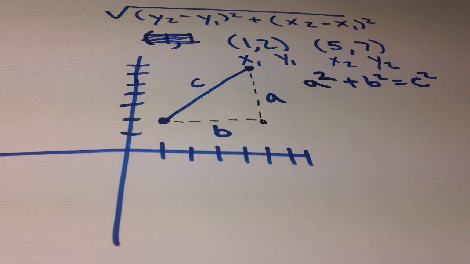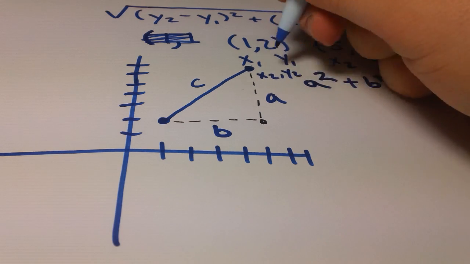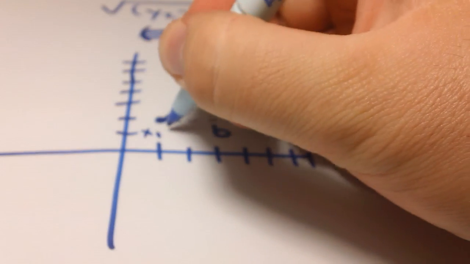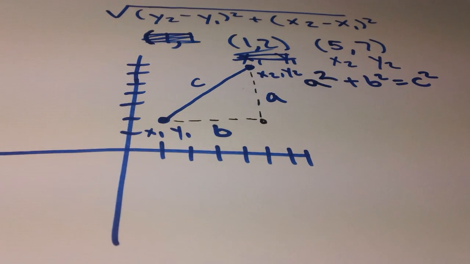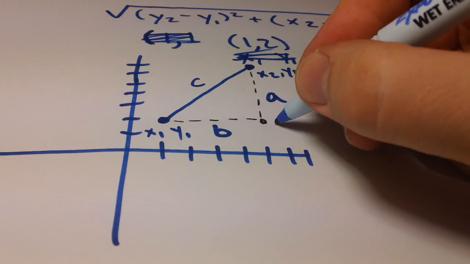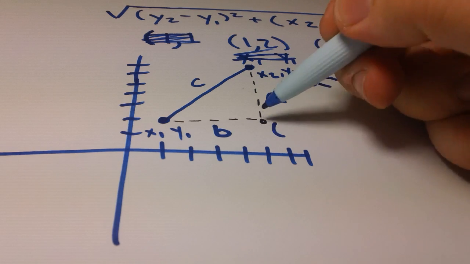So this point right here is 5, 7. This point is made up of x2, y2. I know I'm getting this stuff in the way, ignore that. Then this point down here is x1, y1. So let's talk about this imaginary point. This imaginary point is at 5, 2.